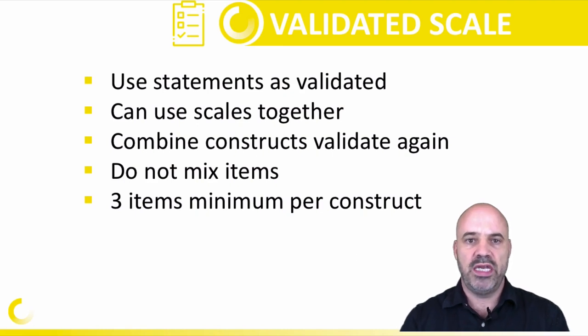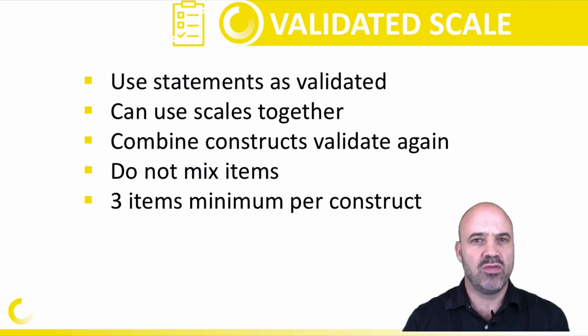Like I said already, you use the statements as they were validated with the factor loadings above 0.4. What you can do is use different scales in one questionnaire. Say for instance, section A can be about technology acceptance, the 4 constructs of the technology acceptance scale. Then you can have another scale on, say, customer satisfaction, which is section C in your questionnaire. So you can incorporate different scales into one questionnaire, but you must use the scales as they were validated.